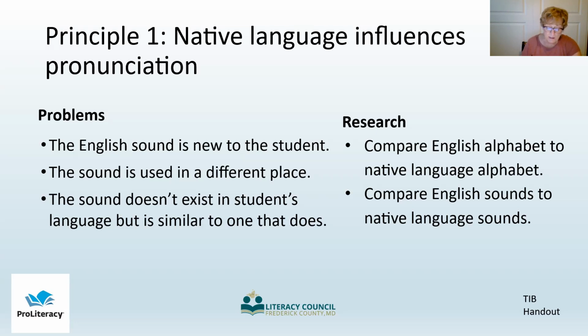It's a good idea to do a bit of research on the native language of your student. Compare their alphabet to the English alphabet. Compare the sounds of their language to the sounds of English. The tutor information book has a lot more specific information that you can refer to on this topic.